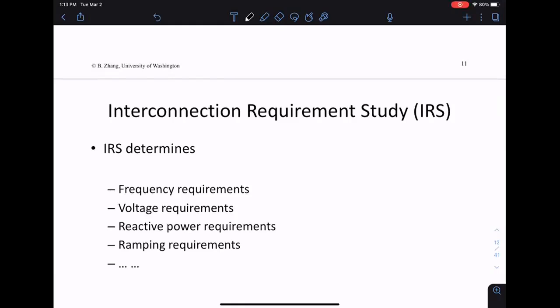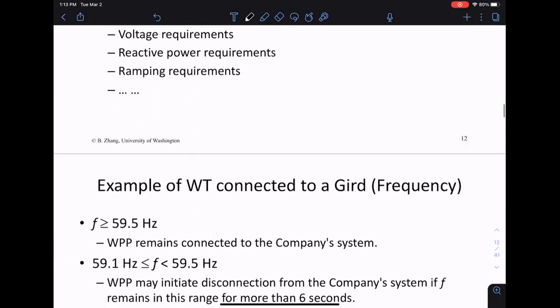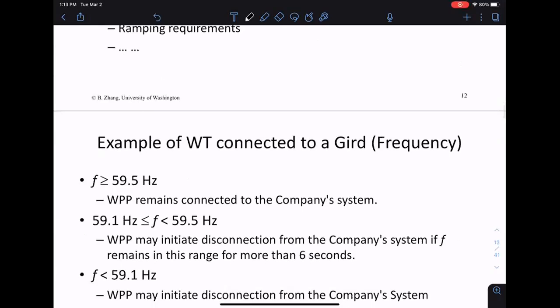Right. So for example, we have frequency as an example in the system. If your frequency, for example, is larger than 59.5 hertz, then you have to remain connected to the system. You have to stay in the system.